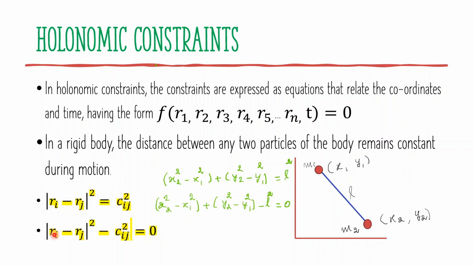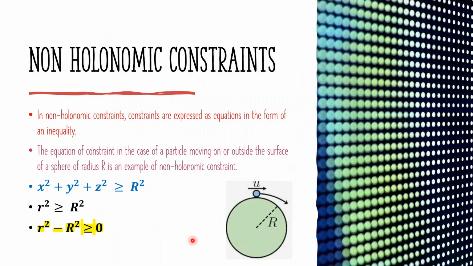So this is the general equation representing the motion of the rigid body. Here c is a constant. If you shift this c square to the left hand side, the right hand side is 0. Now we have to talk about non-holonomic constraints. The constraints expressed by an equation in the form of an inequality are termed non-holonomic.